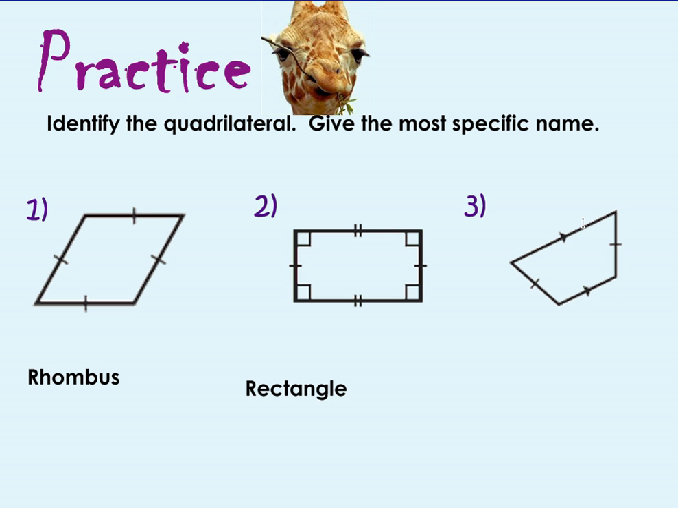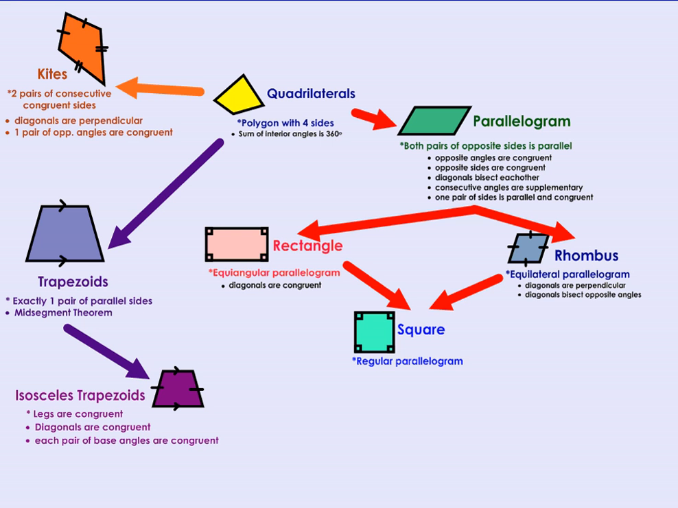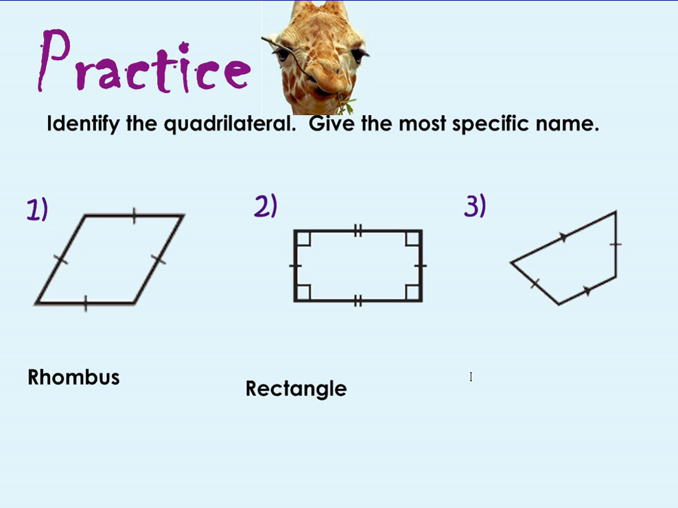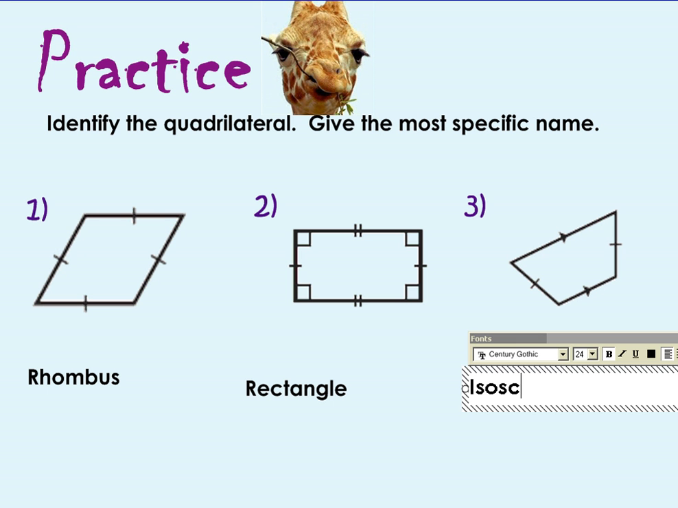Now the last one here has 1 pair of parallel sides, and then the other pair is congruent. Well, if we have 1 pair of parallel sides, we can't say that it's any type of parallelogram because both pairs have to be parallel. Kites don't have anything about parallel sides. We know that we're looking at a trapezoid. And the fact that we have a pair of congruent sides means that this is an isosceles trapezoid. So here we can say this is an isosceles trapezoid.